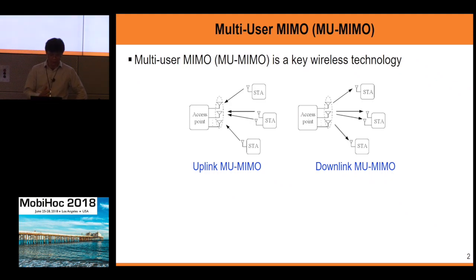The figure shows uplink multi-user MIMO, where multiple stations, or user devices, send data to the access point simultaneously on the same frequency. The right figure shows downlink multi-user MIMO, where the access point sends data to multiple users at the same time.